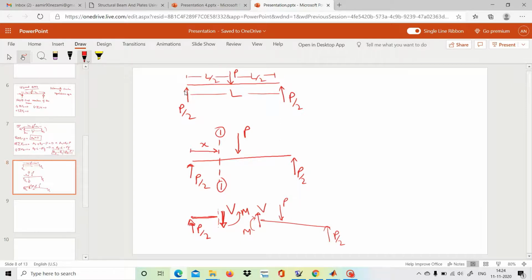So we now find the shear force at this section. What would be the shear force? Let us find the shear force at this section 1 1. So we remember the sign convention here. It was negative, and it was positive. It was a section, any section.